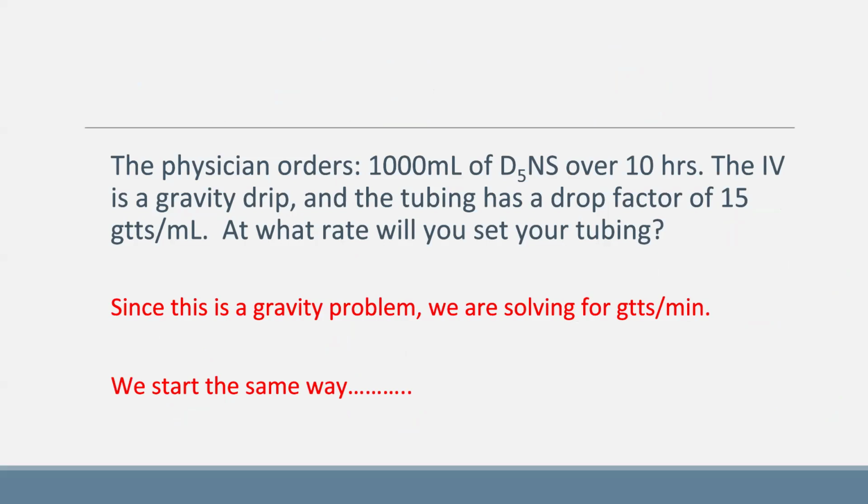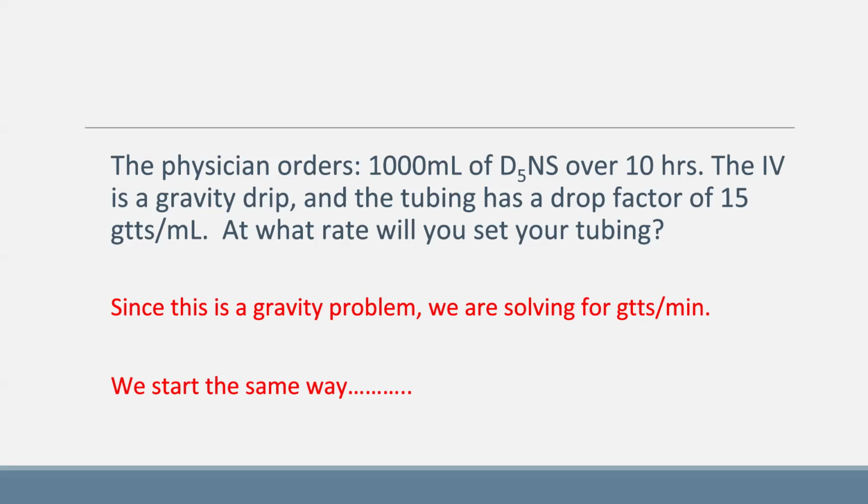Okay. The problem will look the same. Sometimes I give practice problems with the exact same order, but say calculate it on a pump and calculate it gravity. You can do it both ways. It will be a far different answer. On this one, the physician orders 1,000 milliliters of D5 normal saline to infuse over 10 hours. The IV is a gravity drip, and the tubing has a drop factor of 15 drops per milliliter. What rate will you set your tubing?